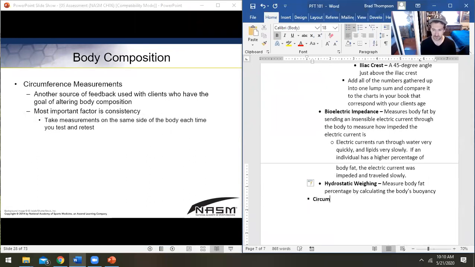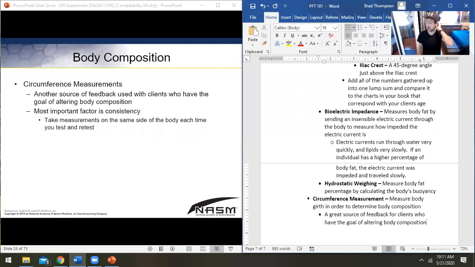Okay. Next part of body composition testing that we've got are going to be circumference measurements. These measure body girth in order to determine body composition. This is a great source of feedback for clients who have the goal of altering body composition. If you've got a client who's trying to lose weight or gain muscle, circumference measurements are one of your best tools. They're really cool because they fluctuate pretty frequently, and so you can see those fluctuations continually going in a downward trend.